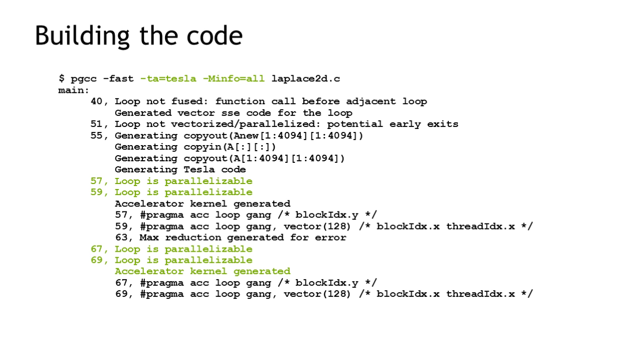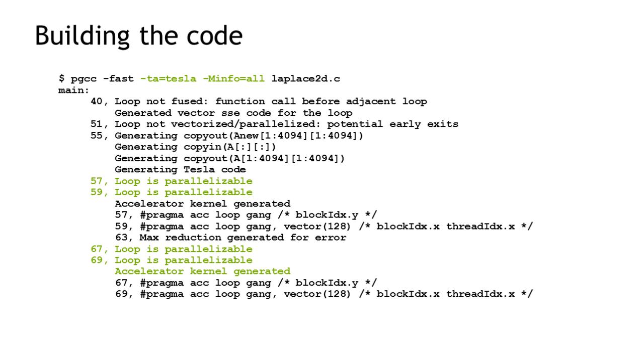This TA equals Tesla turns on OpenACC. TA stands for Target Accelerator, and Tesla is for the NVIDIA Tesla GPU. The last important thing here is the minfo equals all. What that does is it tells the compiler, hey, tell me what you're doing, so I can look at it and make sure I understand what you're doing. That's really important when optimizing your code, to understand what the compiler is doing.